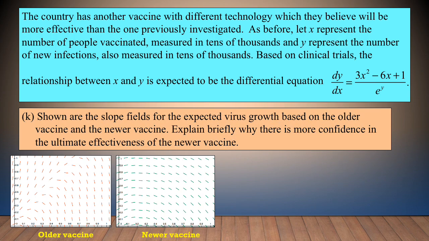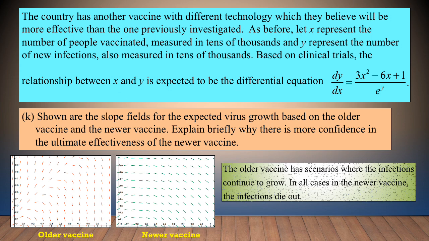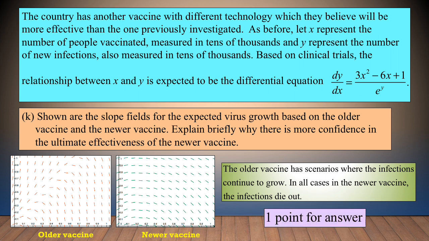Part K reads, shown are the slope fields for the expected virus growth based on the older vaccine and the newer vaccine. Explain briefly why there is more confidence in the ultimate effectiveness of the newer vaccine. The slope fields clearly show that the older vaccine has scenarios where the infections continue to grow. But in all cases in the newer vaccine, the infections will die out. Just 1 point for the correct answer.